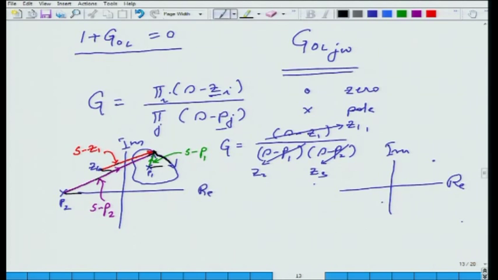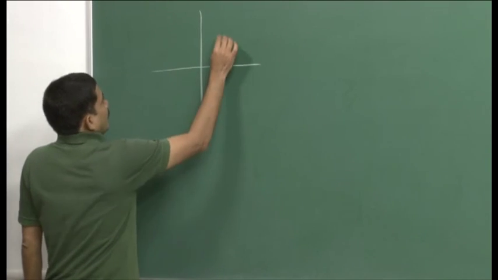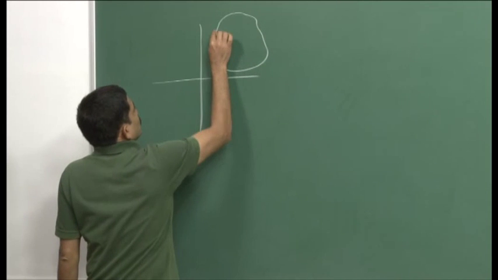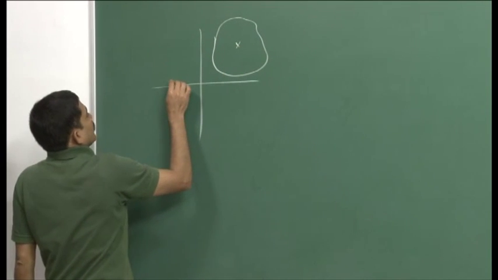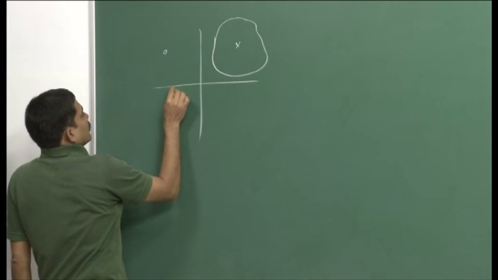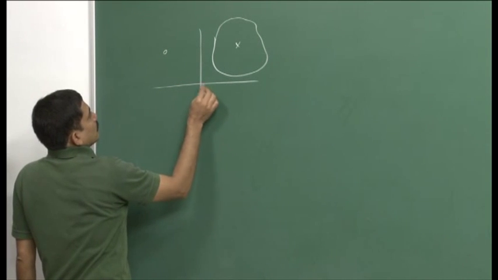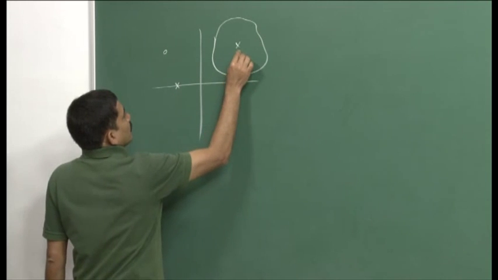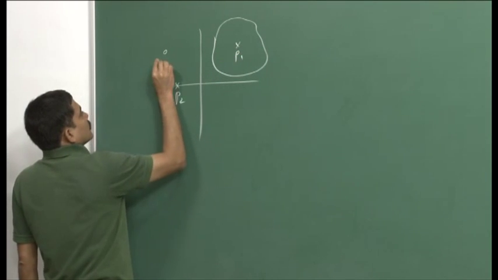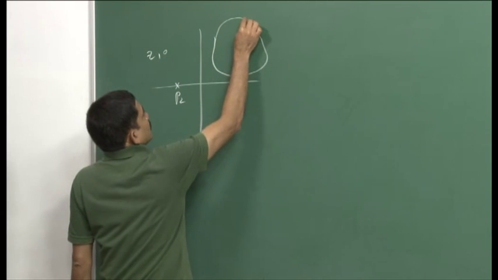Now, as S moves on this contour in this direction, do you see that? Maybe I should do it on the board. So, this is the S plane, and I have S moving on a contour. I have a pole inside, and a zero here, and maybe a pole here. So, this was P1, this was P2, and this was Z1.